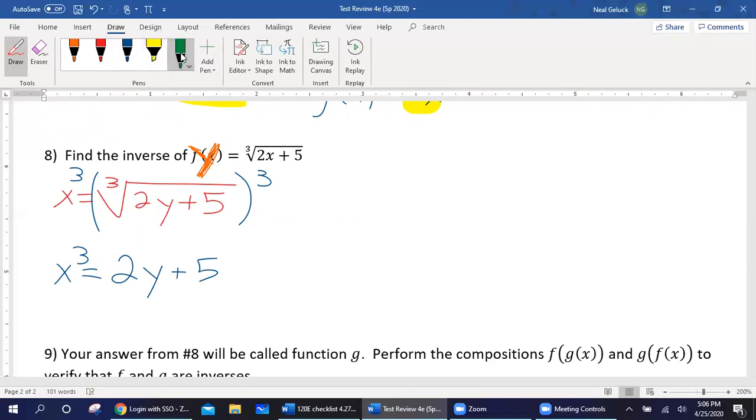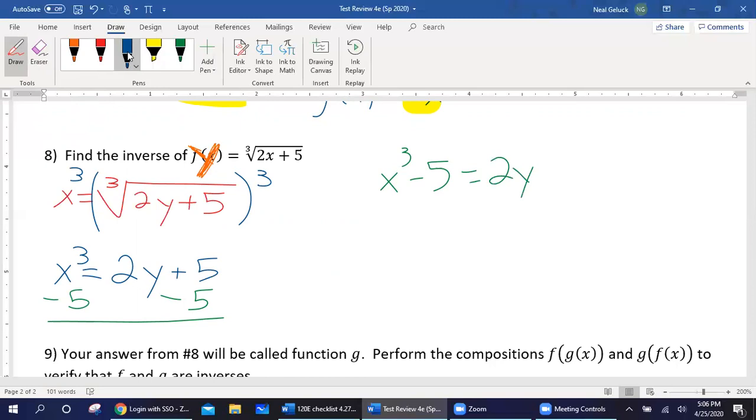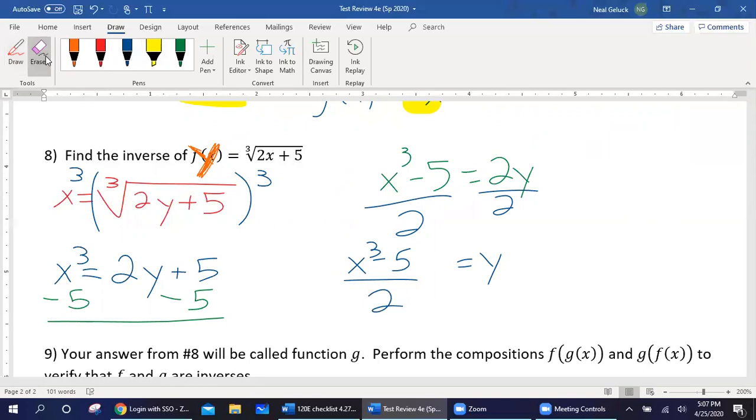My next step would be subtract off 5. So that's going to give me x cubed minus 5 equals 2y. And the final step would be to divide by 2. So now y is by itself, and it equals x cubed minus 5 all over 2. And again, with it being an inverse, instead of calling it y, I could call it f inverse of x.